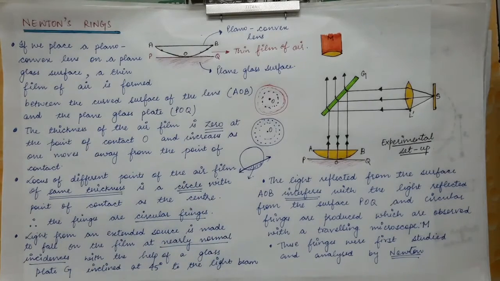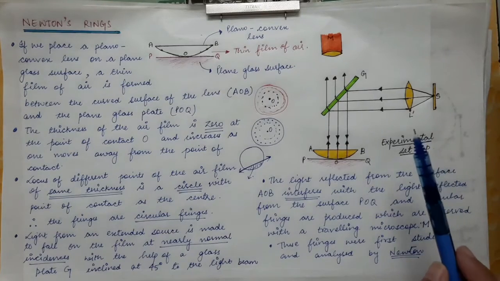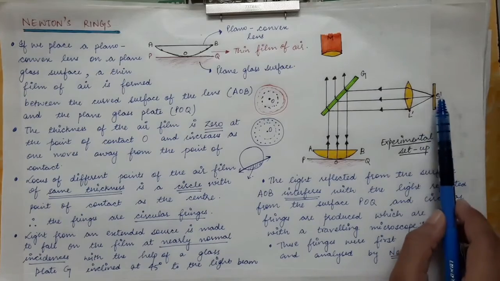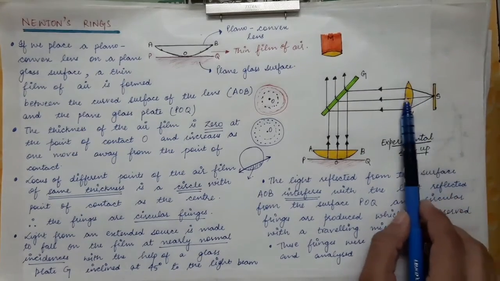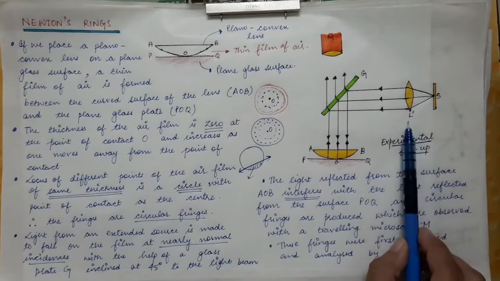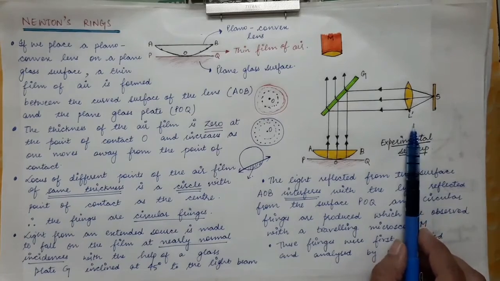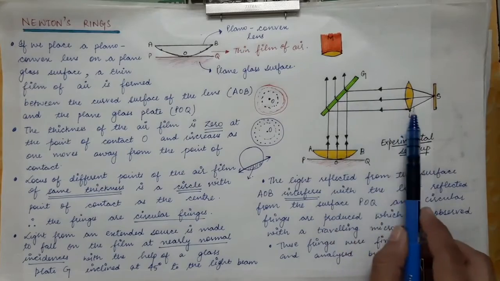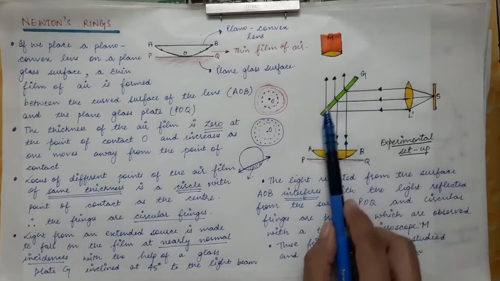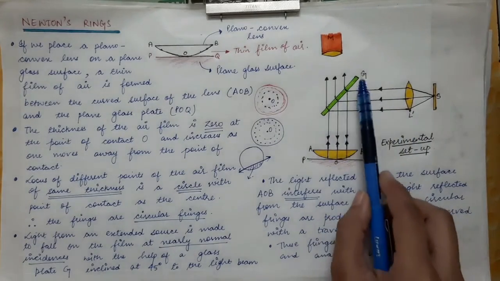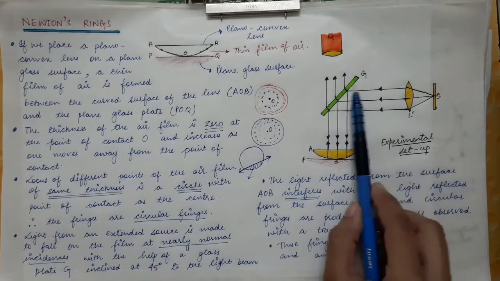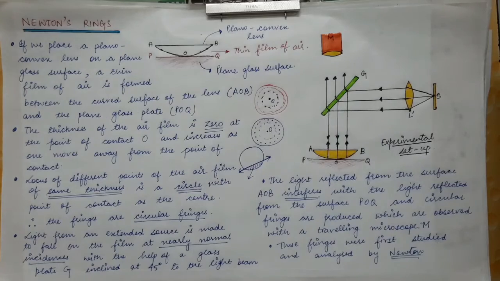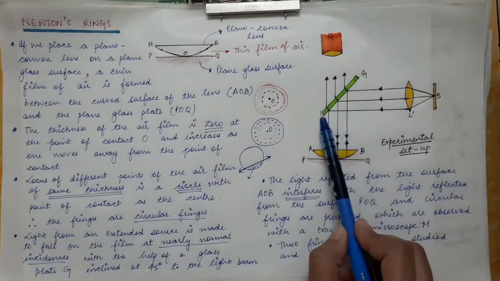Now what is the experimental setup of Newton's rings? Here is shown an extended source of light. The light rays from this source are made to fall on the convex lens shown over here. L prime is the convex lens, and only the parallel beam of light will fall on a glass plate. So here we have a glass plate, and the incident rays, only the parallel rays, fall on the glass plate.